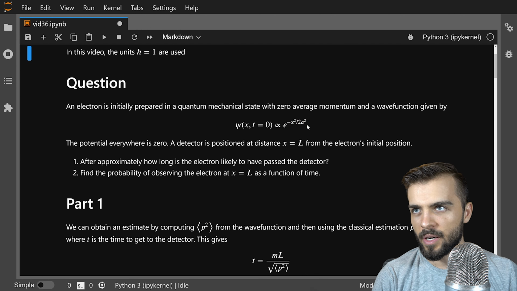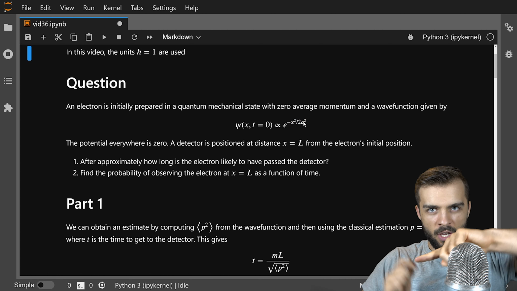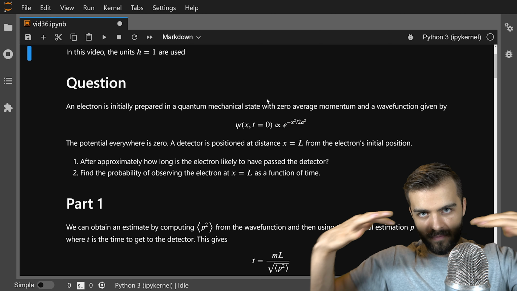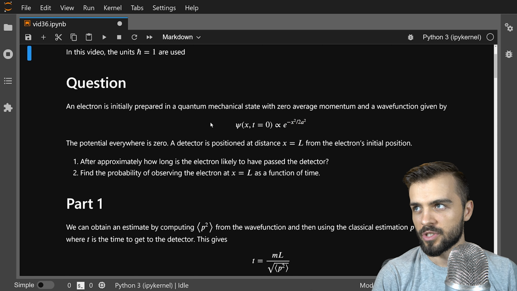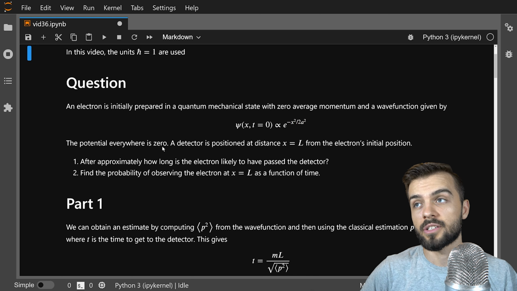e to the negative x squared over a squared. So a is like the sort of width of this well. And of course, over time, this function will change. We'll get into that, but this is the initial state. Potential is 0 everywhere, so it's a free particle, and it's got an initial state.